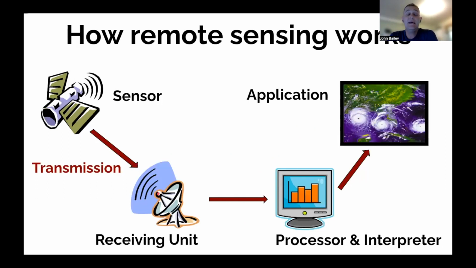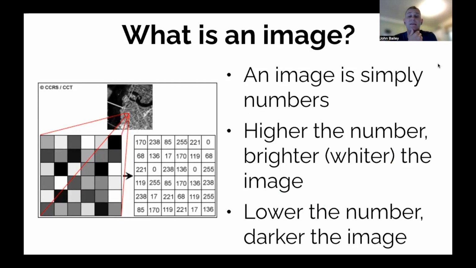Once the sensors have collected this information, at some point it is transmitted down to the ground. It's basically encoded as a bunch of zeros and ones, digital information that's picked up by a satellite dish, a receiving unit. That sends it to a processor that looks at that information and interprets it, and then feeds it into some sort of application that's able to give us a representation of it, probably an image, because that makes most sense. So what are these images?